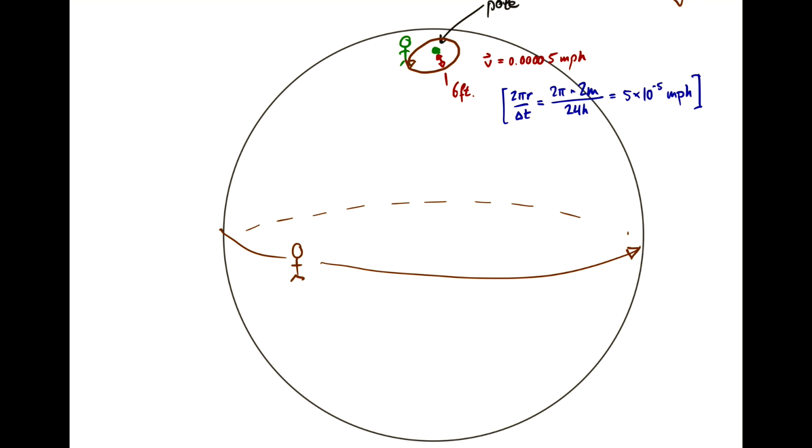Okay, so now a second person standing at the equator. So this person travels in one day much further and much faster than the person near the pole. Here we have about 25,000 miles that you travel in one day, and that gives this guy a speed of roughly 1,040 miles per hour.